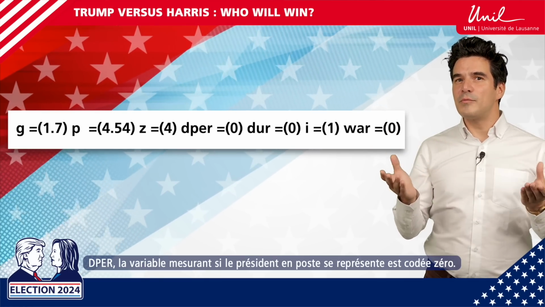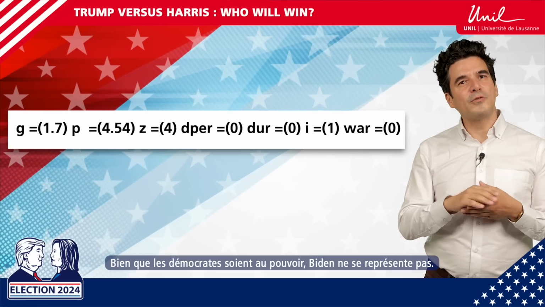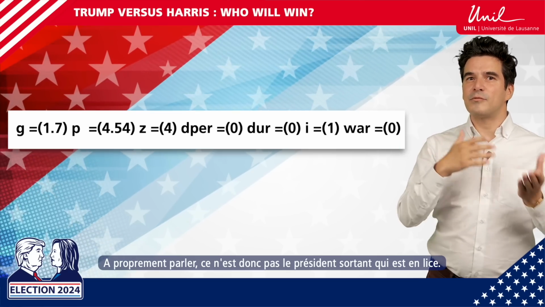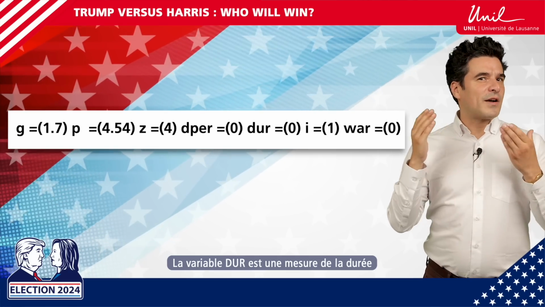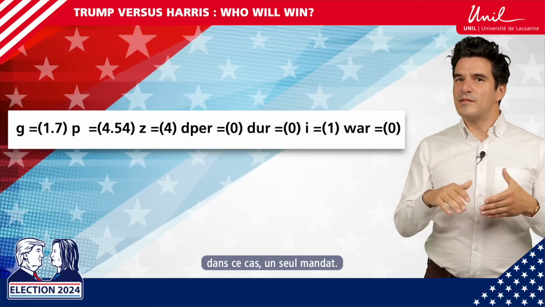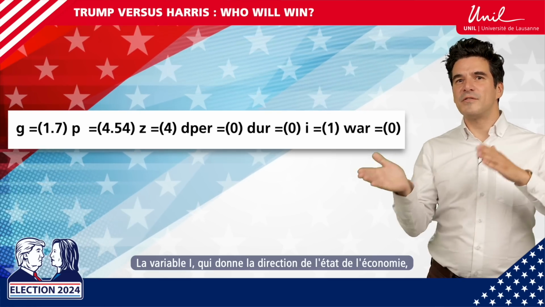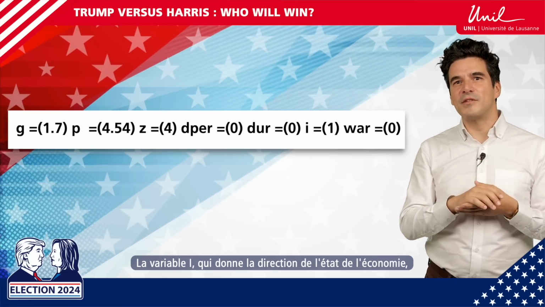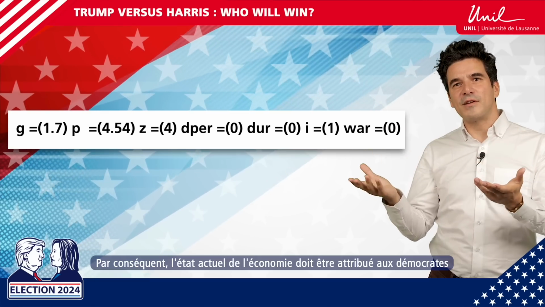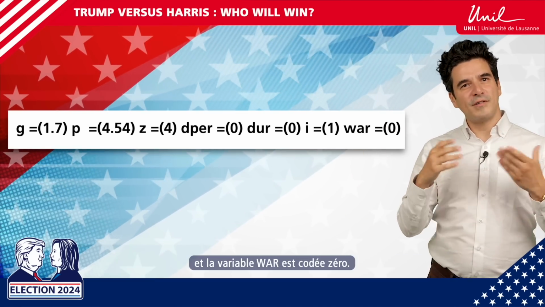Next, the incumbency variable is coded 0. Although the Democrats are in office, Biden is not running again, so strictly speaking, it's not the incumbent president that's running. The variable DER captures the duration for which the current party has been in power, in this case 1 term, so the variable is coded 0. The variable I, which gives the direction of the state of the economy, is coded 1 because we're predicting Democratic vote share. Therefore, the current state of the economy should be attributed to the Democrats. And the variable war is coded 0.